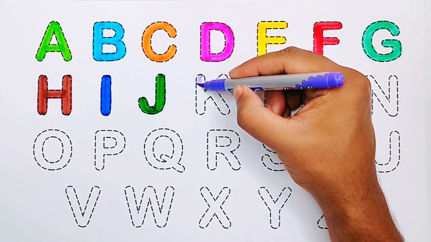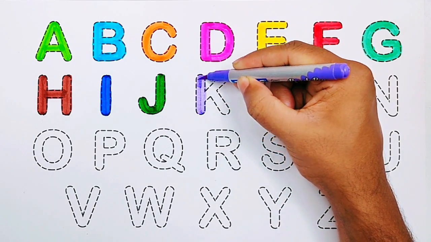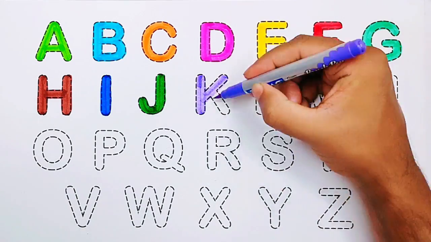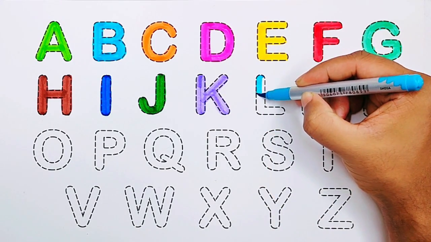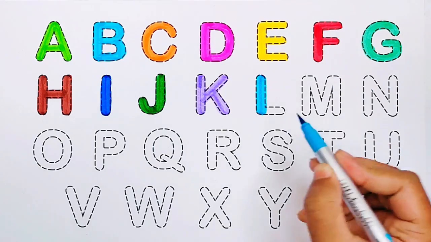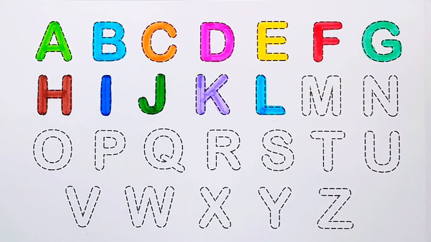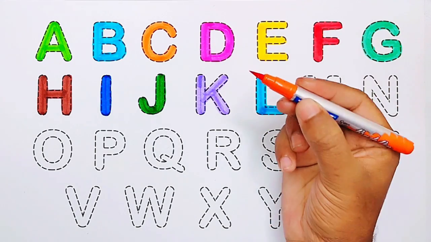Purple color. K for kangaroo, K for kangaroo. Sky blue color. L for lemon, L for lemon. Orange color.